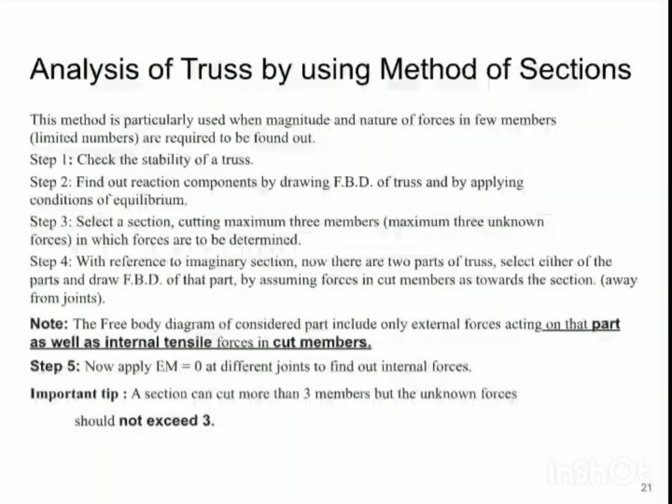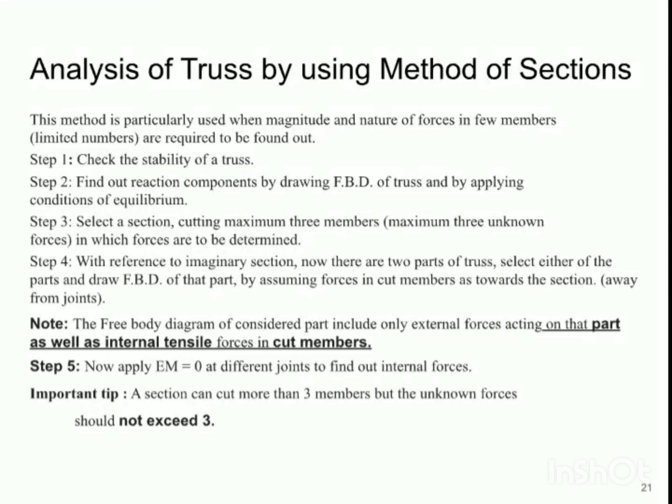So see to it that the free body diagram that we have drawn of any part of the section of the cut truss, it should represent the support reactions, the external loads which are acting only on that part, and the unknown member forces. Then lastly, we need to apply all the three conditions of equilibrium to find out the member forces. Now apply summation of moment equal to 0 at different joints to find out the internal forces. Okay, and there is an important tip. A section can be cut more than three members, but the unknown forces should not exceed three.